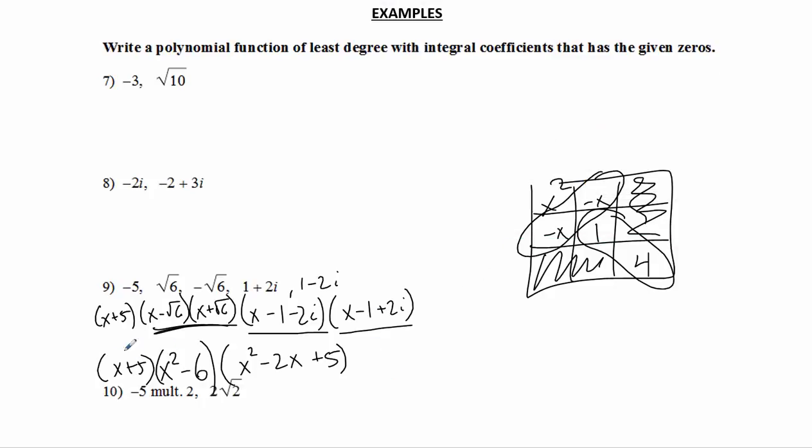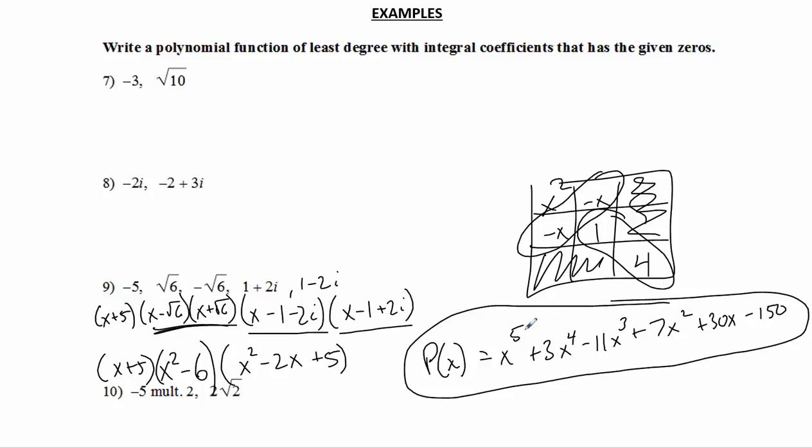After you multiply these boxes, you get another trinomial. Trinomial times a trinomial. Actually this could be a polynomial. It might be 4 actual terms, I believe it is. So your answer is going to be p of x, or f of x, doesn't matter. X to the 5th, remember we need the x to the 5th in there because I have 5 of them up here, plus 3x to the 4 minus 11x to the 3 plus 7x squared plus 30x, and then minus 150. So this is your answer for number 9.